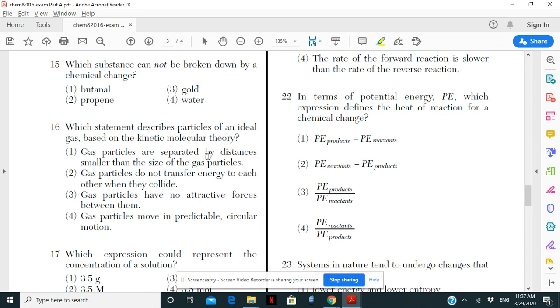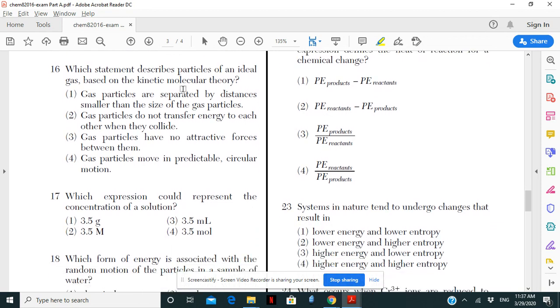Which substance cannot be broken down by a chemical change? What we can't break down by chemical change are the elements. In another way, he's asking which one of those is an element. Butanol, as we know, is an organic compound, so it's a compound and I can break it down. Propene is an alkene, so I can break it down because it's a compound. Water is a compound. The only element is gold, so I can't break down gold by a chemical reaction.